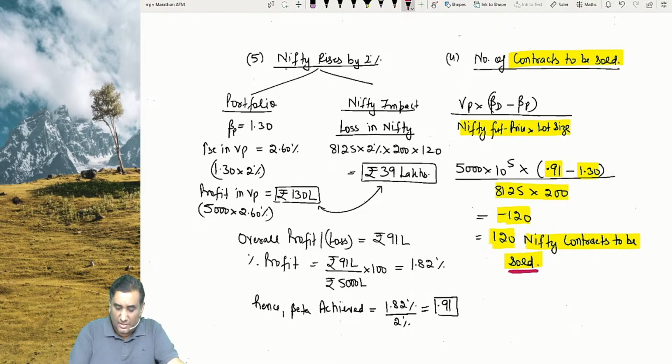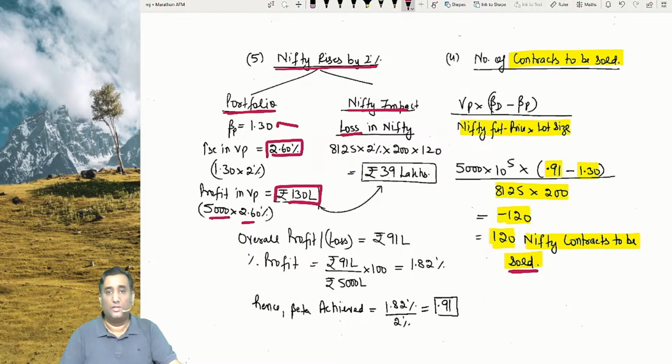So then he says, if the market rises by what percent? If it rises by 2, what will be the beta 1.3 rise by? 0.6. Profit in the portfolio is 5000 into 130 lakh. The Nifty impact would be a loss, because you were short in Nifty and Nifty has gone up.